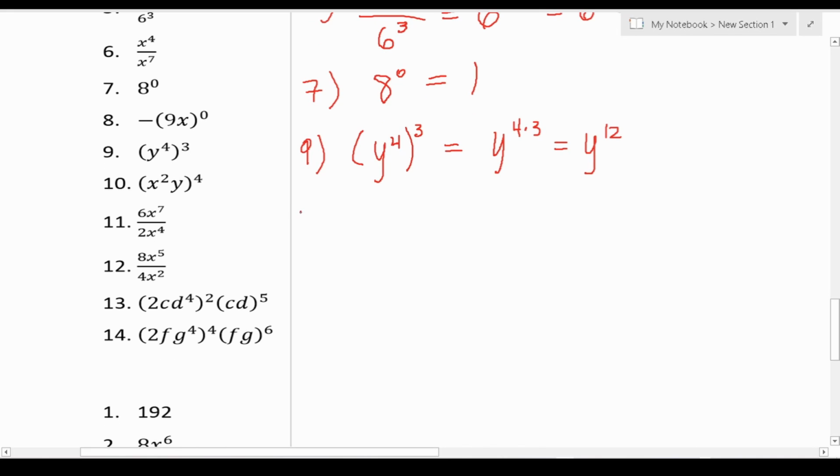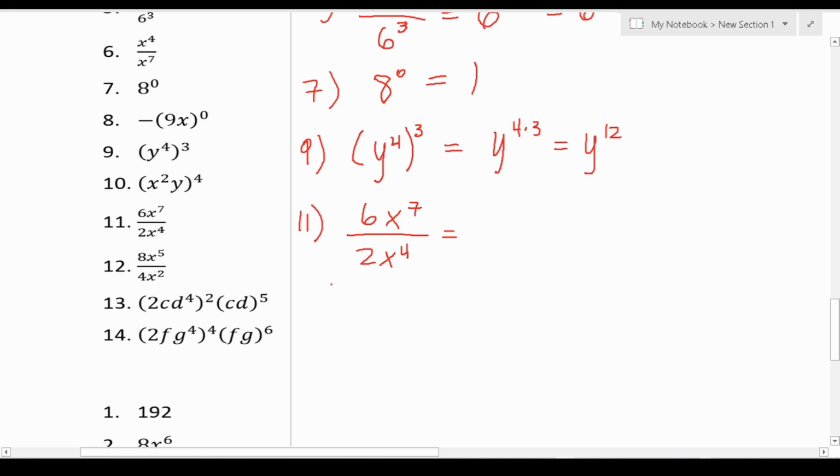Okay, let's move on to number 11. All right, so let's copy it down. And again, at this point, you know enough about the laws of exponents to attempt these problems on your own. So if you're following along, it's a good idea to pause the video, try to work out these problems on your own, and then resume playing the video to see if you and I came up with the same answer. So this one is 6x to the 7th over 2x to the 4th.